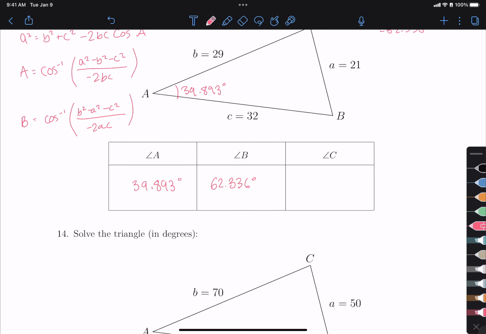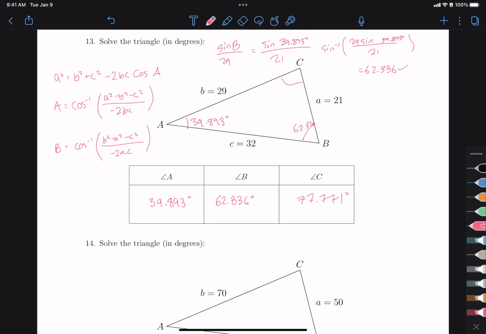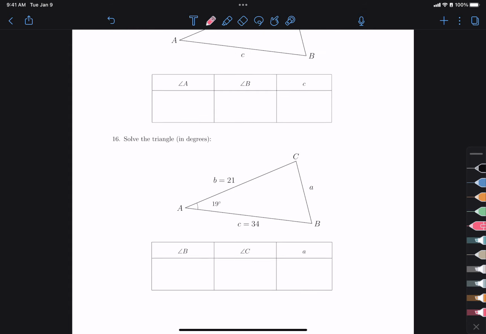But once you know two angles, right? So we know this is 62.336. We're just going to be able to find the last angle by taking 180, subtracting 39.893, and subtracting 62.336. And that's going to give us 77.771 degrees. And again, I'll let you do this next one.